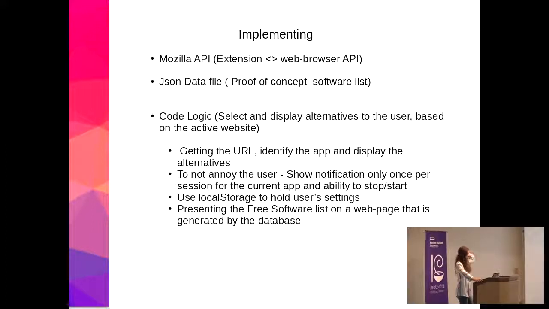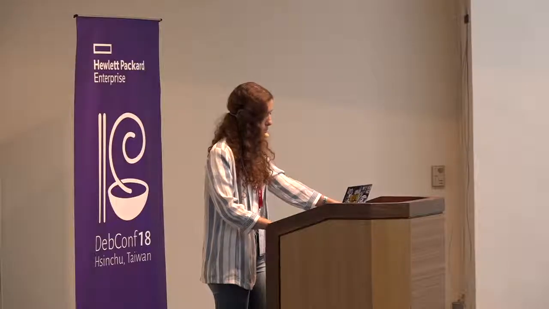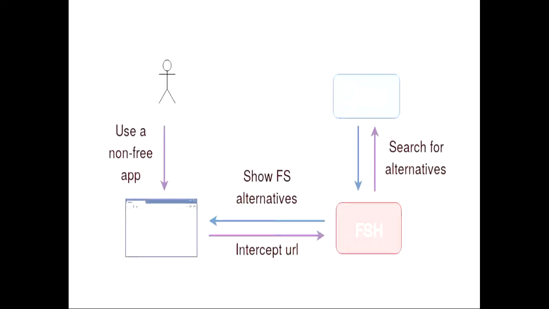We didn't want to annoy the users by showing too many notifications, so we made it show only once per session for the current app, and it has the ability to be stopped and started. We use local storage to hold the user settings. And then we present this free software list through a web page that is generated from the database. This is a simple diagram of basically what I just said.